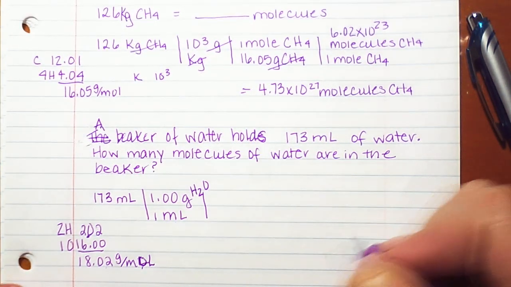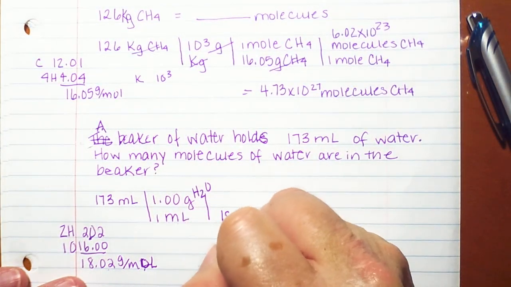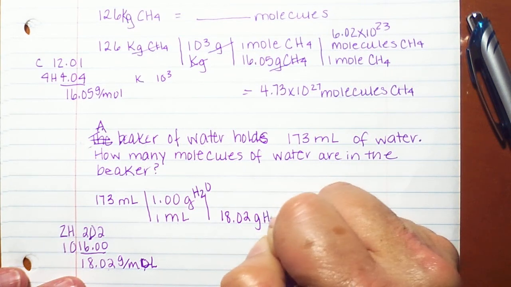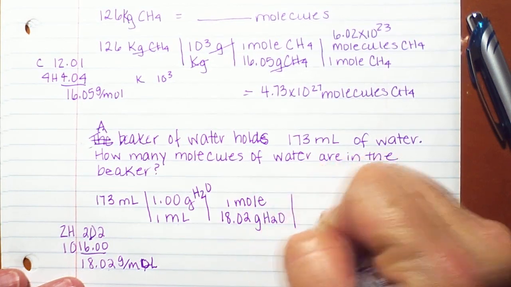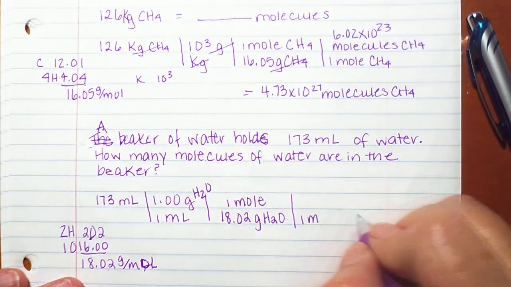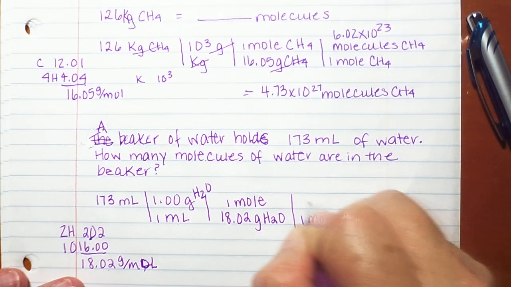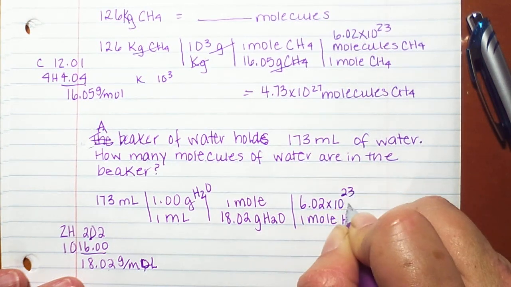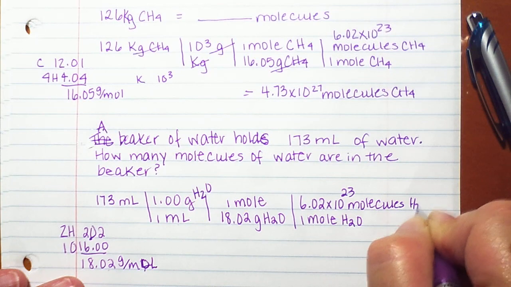That's a whole different problem. What is the volume of a mole of water? All right, here we go. So grams, so we say 18.02 grams of water to 1 mole of water. So now we're just going to go to molecules. 1 mole of water, 6.02 times 10 to the 23rd molecules of water.